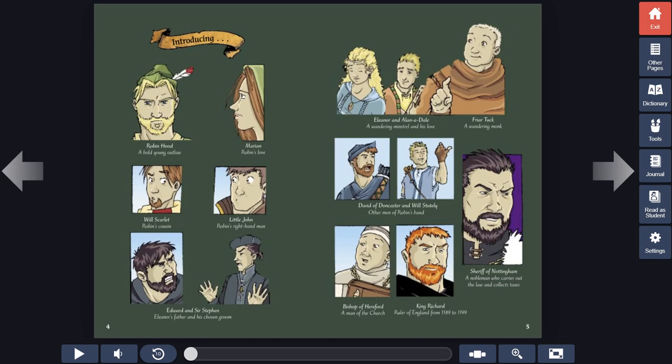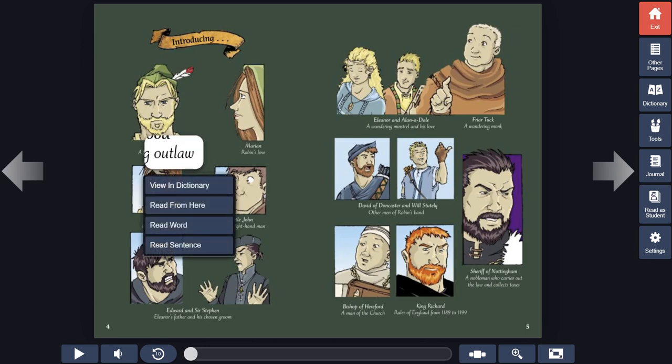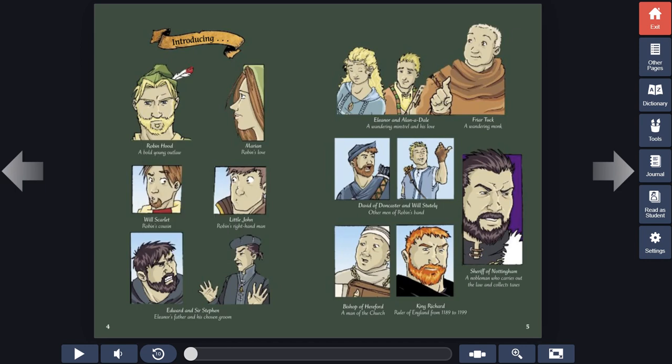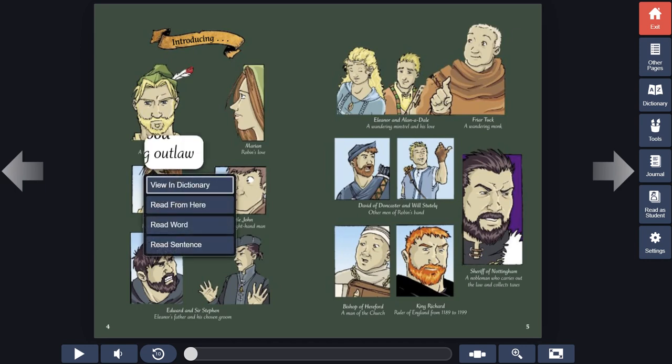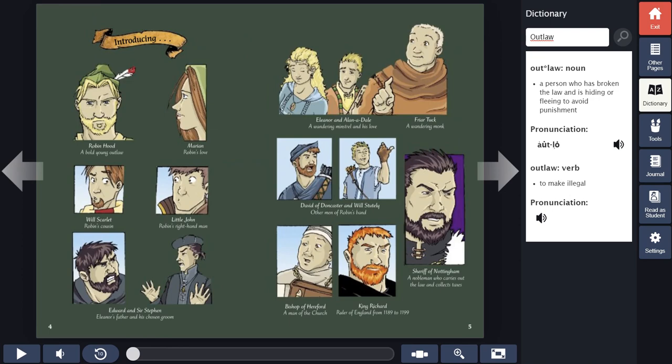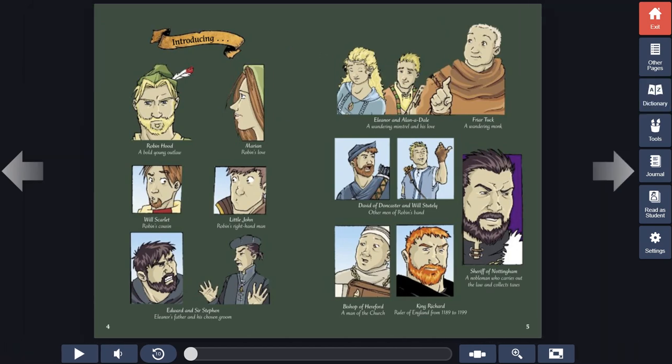So, there is something that I want you to know. If there is a word that you don't know the meaning of, you can just click on the word and it says view in the dictionary. If you click that, it explains what the word is. For example, an outlaw means a person who has broken the law and is hiding or fleeing to avoid the punishment. So it's basically a person, a criminal, but in this vocabulary it has a different meaning.